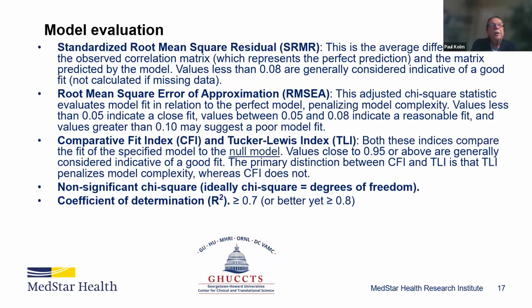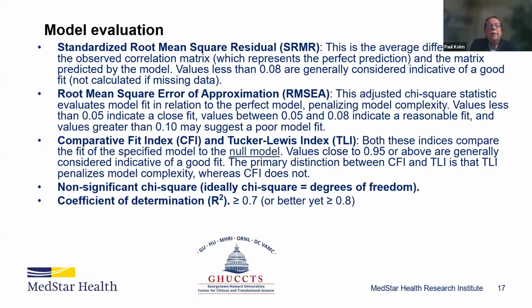And so there are 4 or 5 different statistics here that we're going to calculate to evaluate how good our model is. And one is what's called the standardized root mean square residual. And this is the average difference between the observed correlation matrix and the matrix predicted by the model. So what you are looking for here is a value that's less than 0.08.